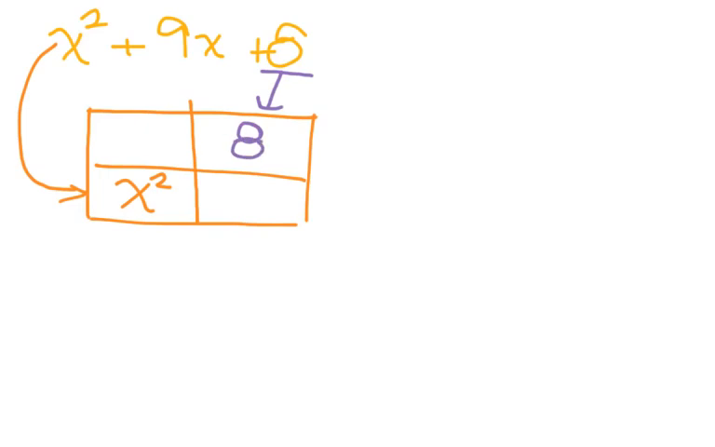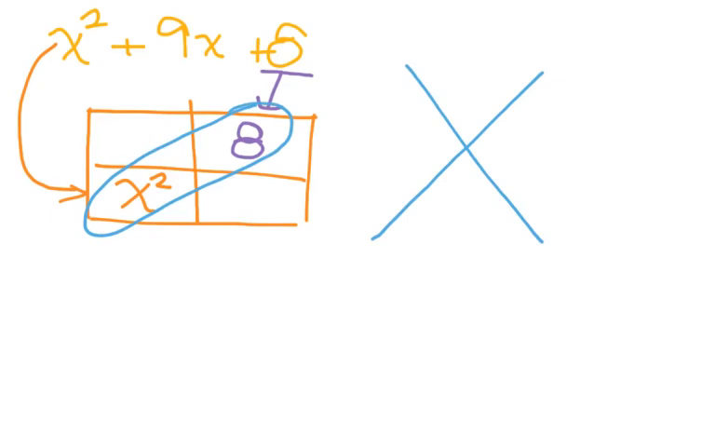Now what I'm going to do is continue by drawing my diamond. And I'm going to take x squared and 8 and multiply those two together, and I get 8x squared.